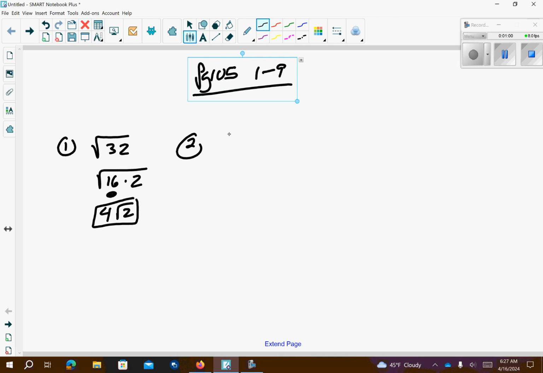Problem number 2, square root 225. That's one of the perfect squares. If you plug that into a calculator, it's going to give you an answer of just 25, so that's all the answer is. Problem number 3, square root 27.